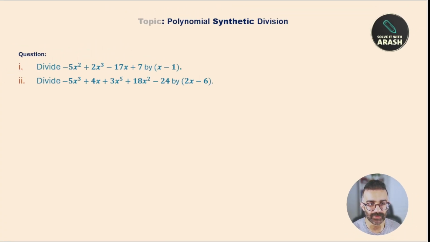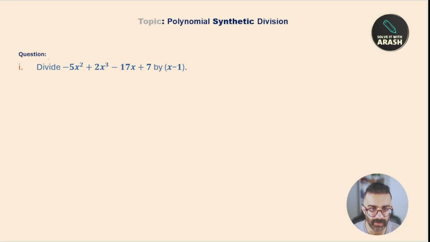We have two examples to solve today. In the first example, we're dividing a polynomial of degree 3 by x minus 1. As you see, 3 is the highest degree in the first polynomial. In the second example, the highest degree is 5, and we're dividing it by 2x minus 6. So let's get started with the first example. Here we have negative 5x squared plus 2x cubed minus 17x plus 7 divided by x minus 1.